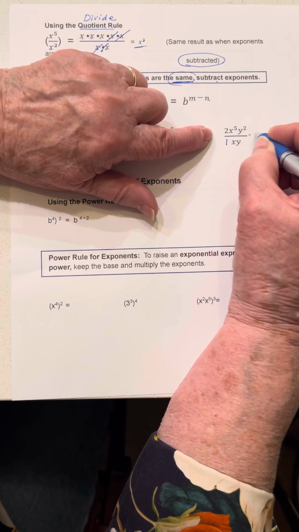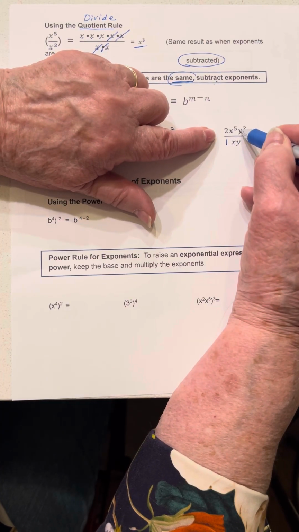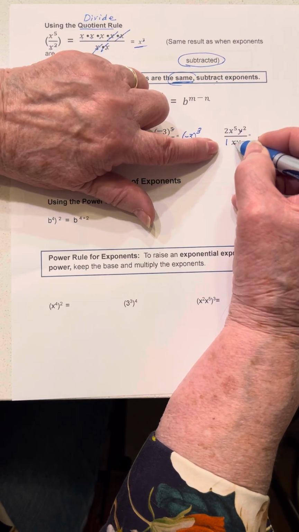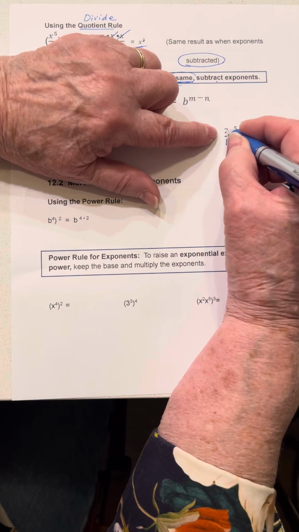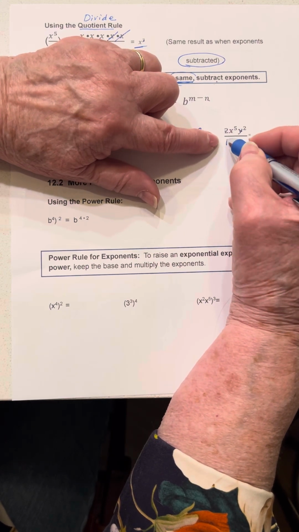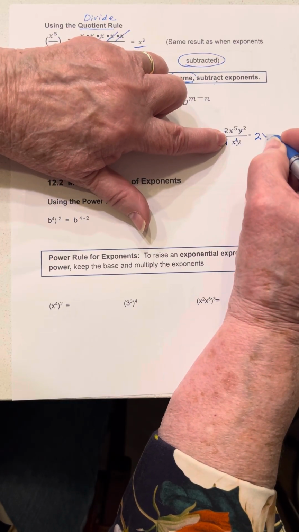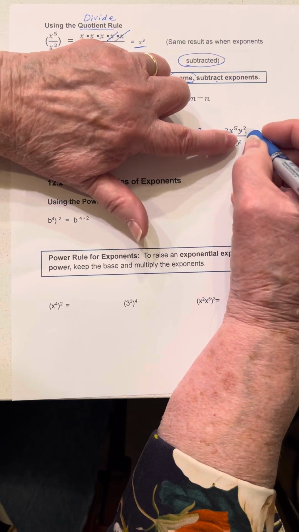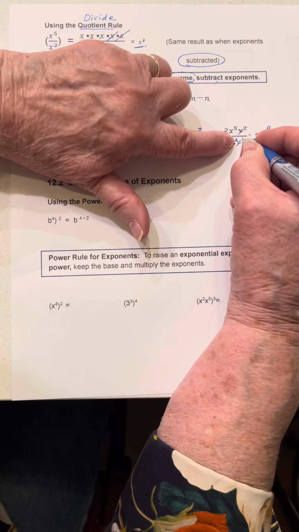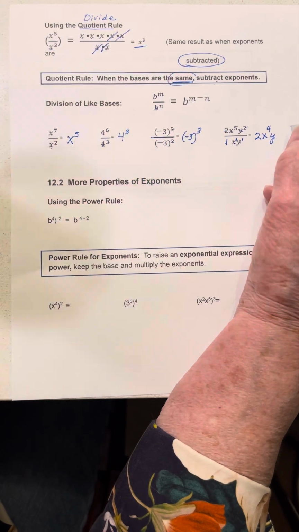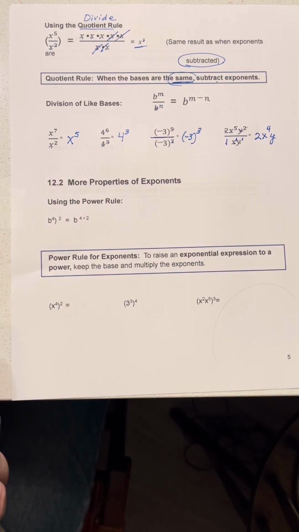Okay, this next one, we've got a couple of different variables and a couple of same variables, same base, but different exponents. So we'll start dividing. 2 divided by 1 is 2. x to the 5th divided by x to the 1st would be x to the 4th. We're subtracting the exponents. y to the 2nd divided by y to the 1st. We'll subtract the exponents, and we end up with y or y to the 1st. You can write the 1 if you want to. But that's our first lesson in Chapter 12.